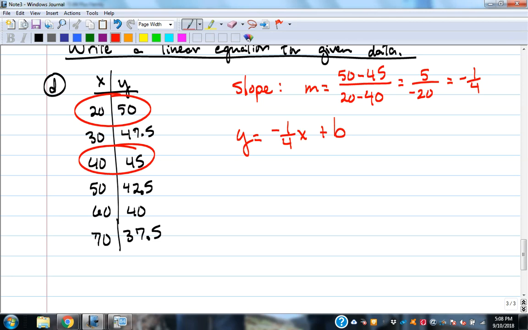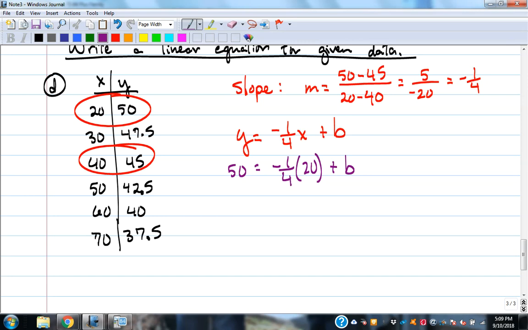So then you pick one of your ordered pairs to use to find the y-intercept. I'm going to pick the 20, 50. I'm going to plug 50 in the place of y, 20 in the place of x. b is now the only variable in the problem. So I've picked an ordered pair from my data, one of the two that I used to find the slope. Doesn't matter which one I pick, I'll get the same answer no matter what. Plug that in for x and y, because it's an ordered pair.